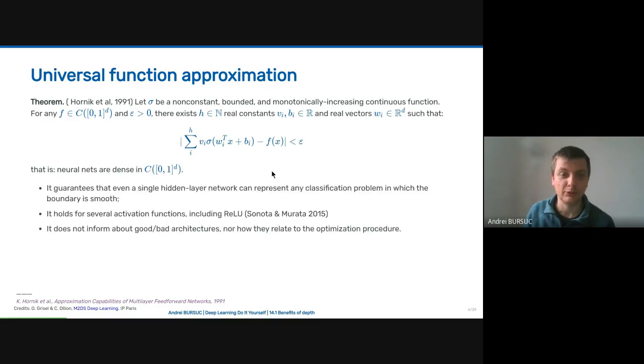So this theorem actually guarantees that even a single hidden layer neural network can represent any classification problem in which the boundary is smooth. This sigma, the theorem holds for several activation functions, including even the ReLU, which we've seen is quite used nowadays. However, this theorem does not inform us about good and bad architectures, nor how they relate to the optimization procedure.